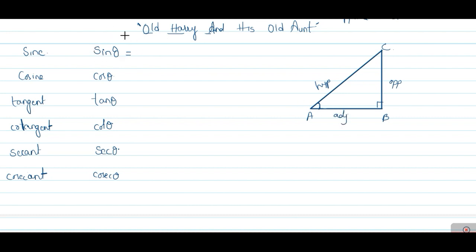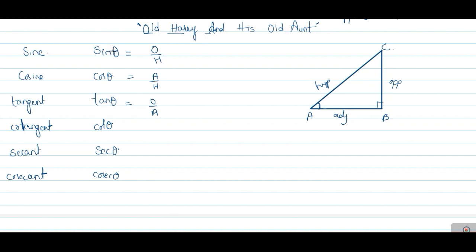If you want to find the value of sin theta, how would you find it? O by H, that is opposite by hypotenuse, because for the same angle, whatever sides we take, the ratio will be the same. If we increase the size also, the ratio will be the same. So cos theta is equal to adjacent by hypotenuse, and tan theta is equal to opposite by adjacent. Now just remembering this like this is difficult, so we will be using old Harry and his old aunt.